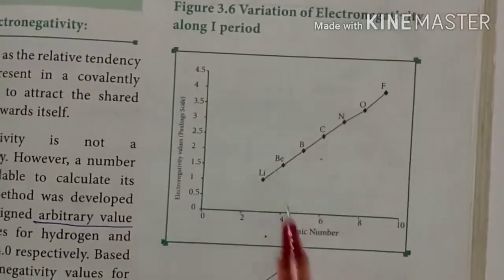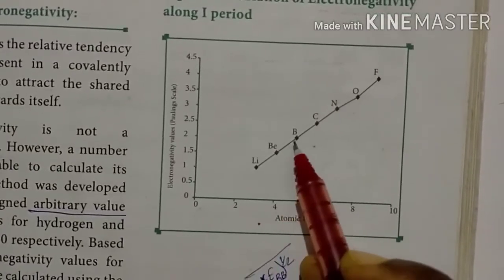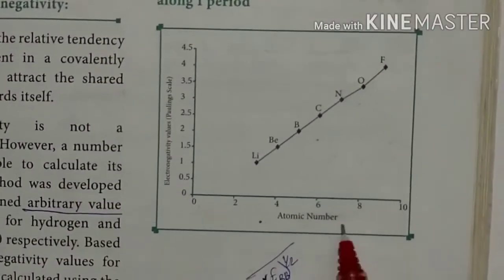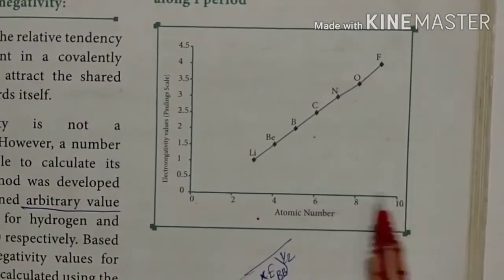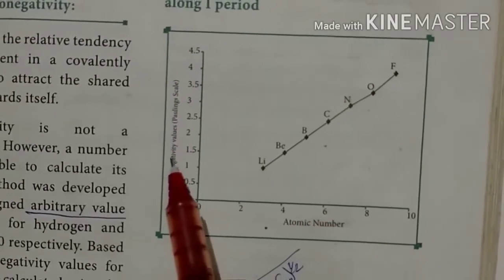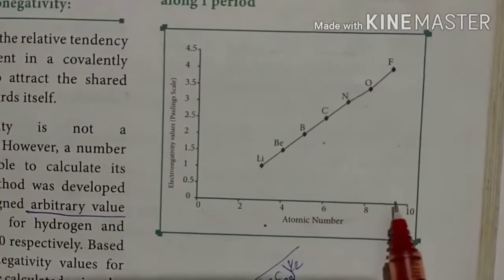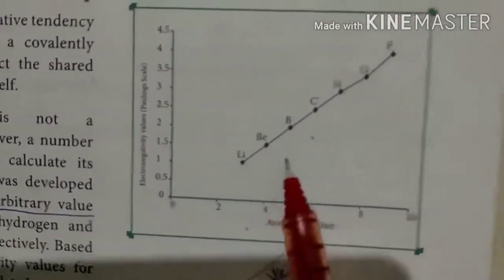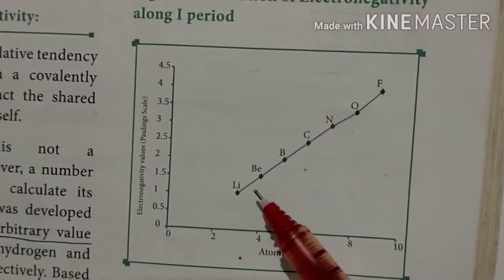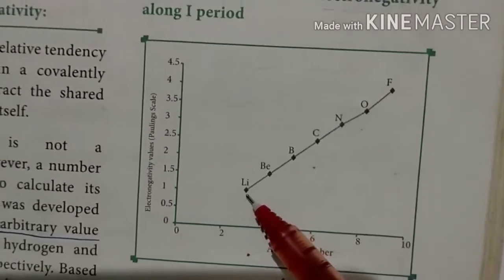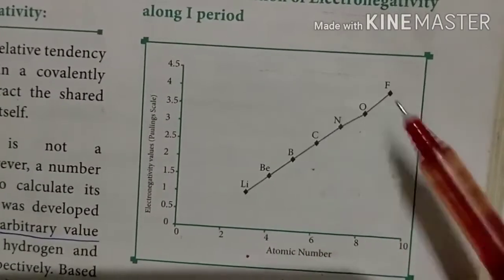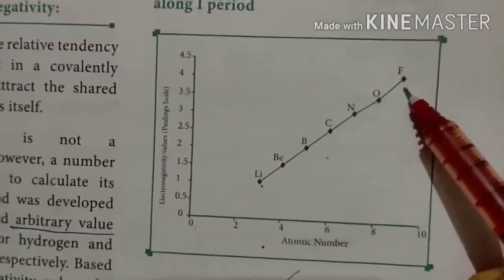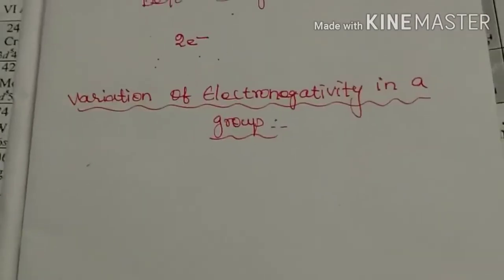You can see this variation of electronegativity along the first period: lithium, beryllium, boron, carbon, nitrogen, oxygen and fluorine. Electronegativity is plotted against atomic number, with atomic number on the x-axis and electronegativity on the y-axis. You can see the electronegativity gradually increasing from alkali metal to halogen. It is increasing in the first period.